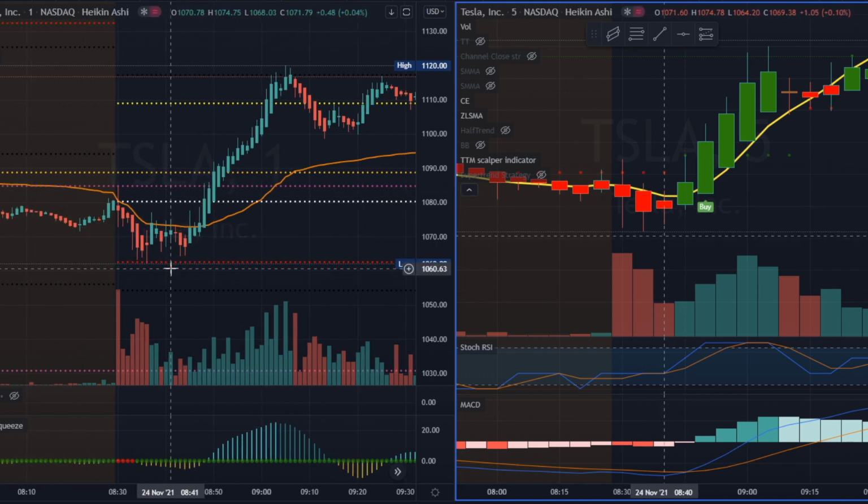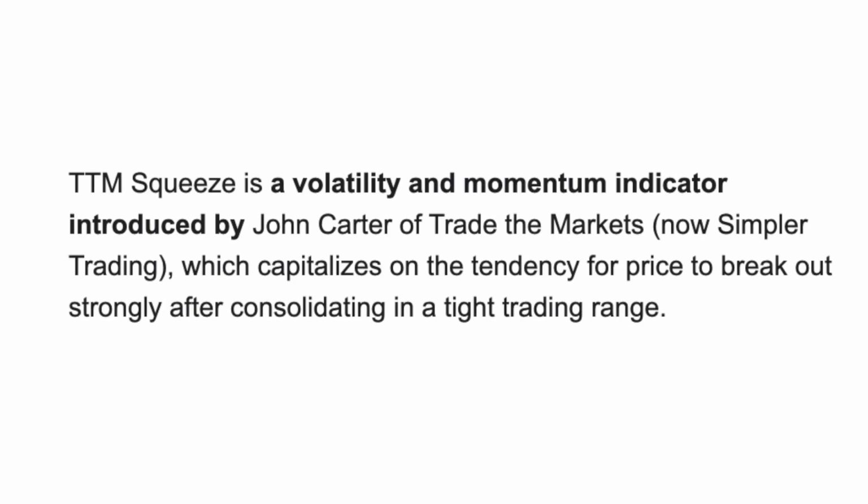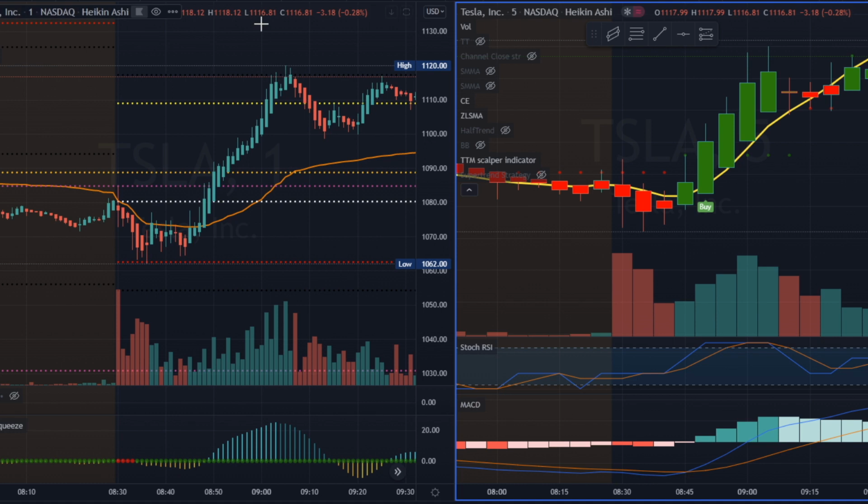So the first indicator that I like to look at is the TTM Squeeze. The TTM Squeeze is a volatility and a momentum indicator. It was introduced by John Carter of Trade the Markets. He's now with Simpler Trading, and it capitalizes on the tendency for price to break out strongly after consolidating in a tight trading range. So what does the consolidation look like?